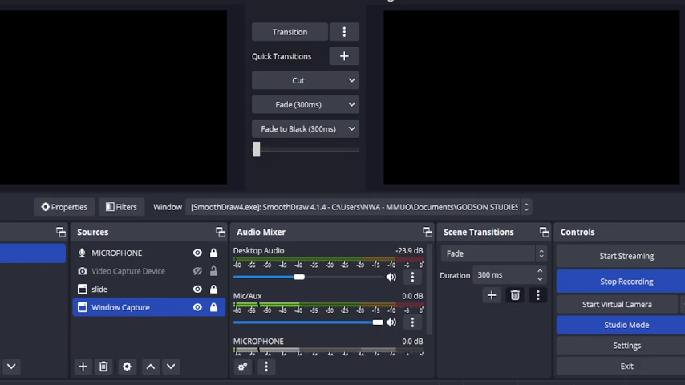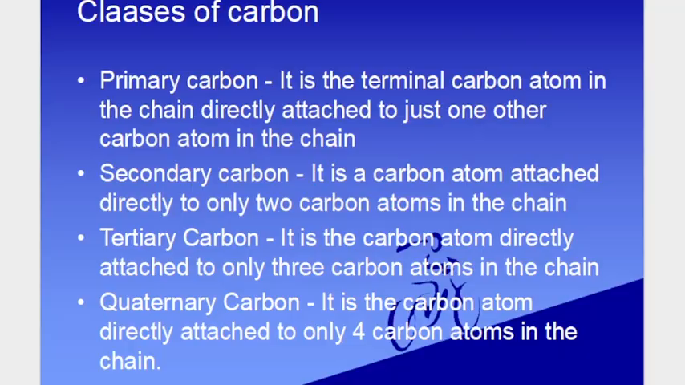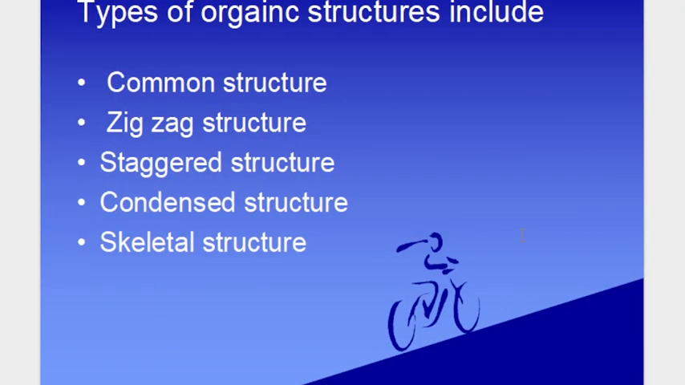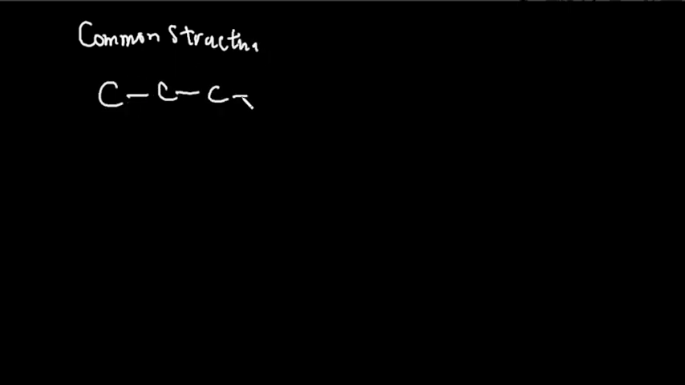Now, having mentioned this, the next thing we are going to be doing is that we are going to consider the different types of structures. There are about 5 major types of structures, and I'm just going to be drawing them out. Now, the first structure is what we refer to as your common structure. In your common structure, you just have the carbon atoms and the hydrogen atoms outlined. So if I want to draw the common structure of butane, it is going to be C, C, C, C.